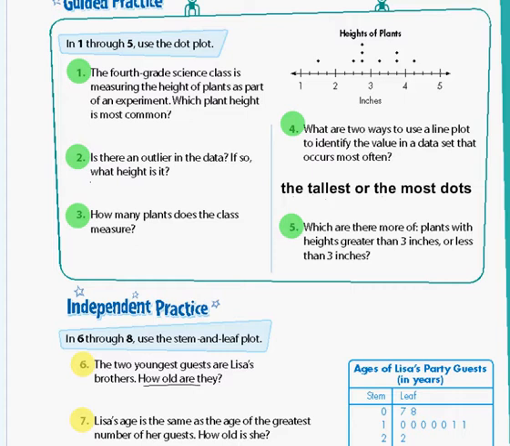part of an experiment. Which plant height is the most common? So basically, if I'm trying to find the most common, it's where the data falls the most. So it's going to be the tallest one or the one with the most dots, and that's going to be that one right there. And I can see it's between 2 and 3 on my number line, so it's going to be 2.